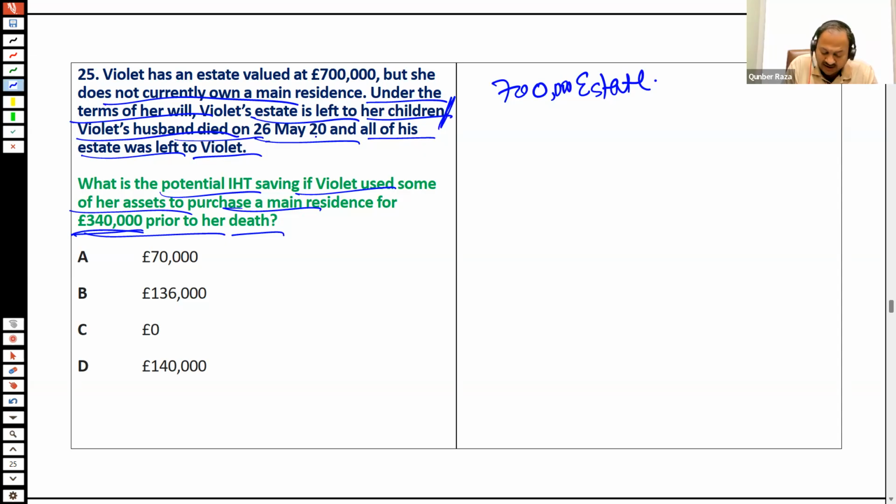Violet's husband died on 26 May 20, and all of his estate was left to Violet. It means that his NRB is completely available. His NRB and RNRB are both completely available, right? Just imagine, since Violet's estate does not include any residential property, RNRB would not be available to Violet.